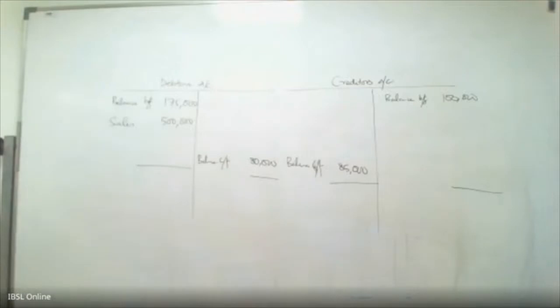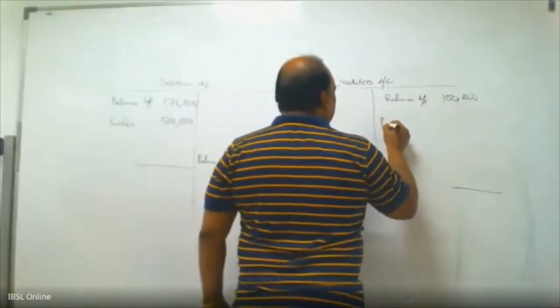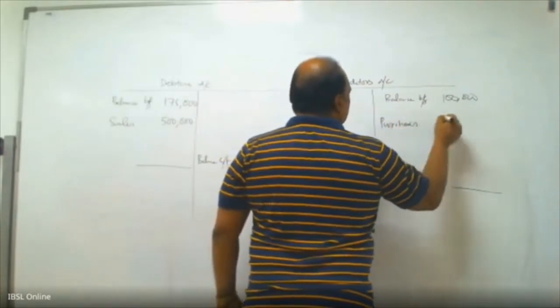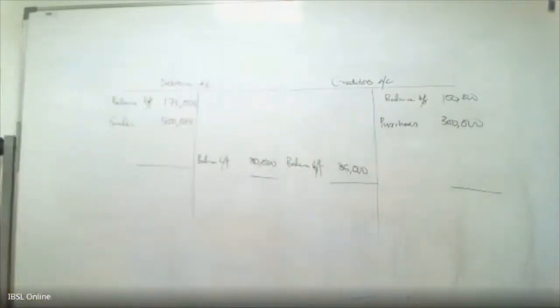Then they say purchases on credit. Similar to the sales, when it is a cash purchase, you debit purchases, credit cash. But this is a credit purchase, so you will debit purchases, credit creditors, $300,000. The remaining four items I have already taken: debtors opening balance, debtors closing balance, creditors opening balance, and creditors closing balance.